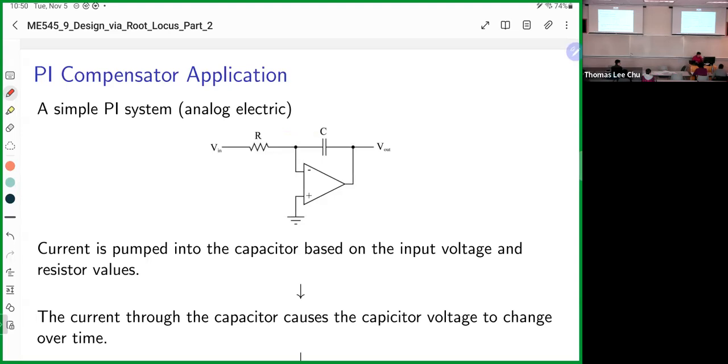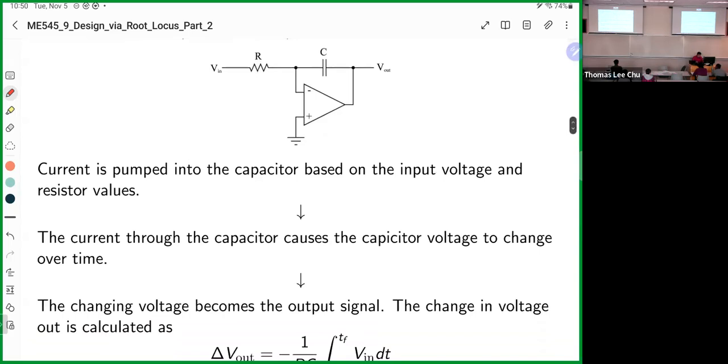Basically the way it works is current is pumped into the capacitor based on the input voltage and resistor values. The current over the capacitor causes the capacitor voltage to change over time. So as the capacitor fills up, the voltage changes. Hopefully you remember that from your very simple EE class.